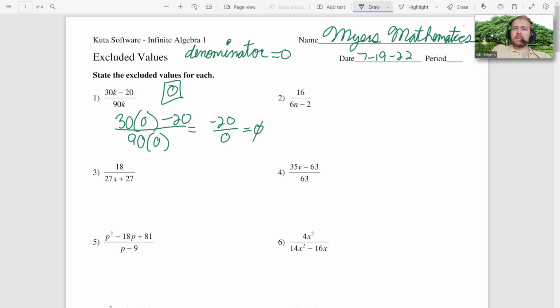Let me show you what I mean on number 2. So in order to find out what the excluded value is, I set the denominator equal to 2. Or sorry, equal to 0. It's going to be equal to 2 in a second. Getting ahead of myself. Set the whole denominator equal to 0, and then solve it. Well, in order to solve it, I just add 2 to both sides, right? So add 2.